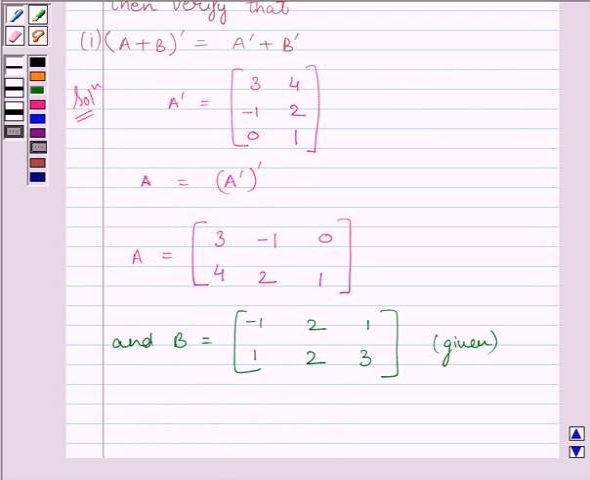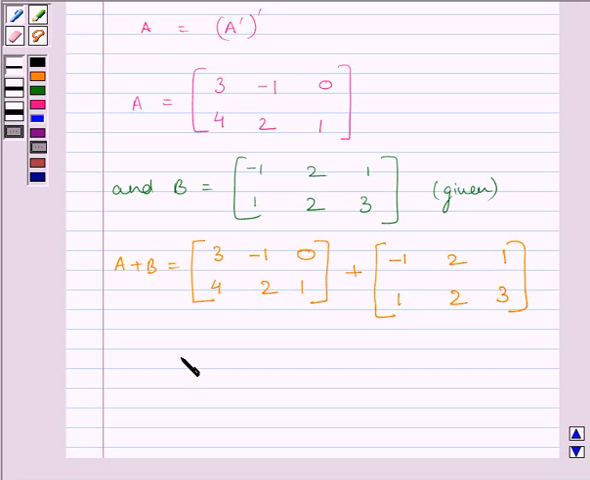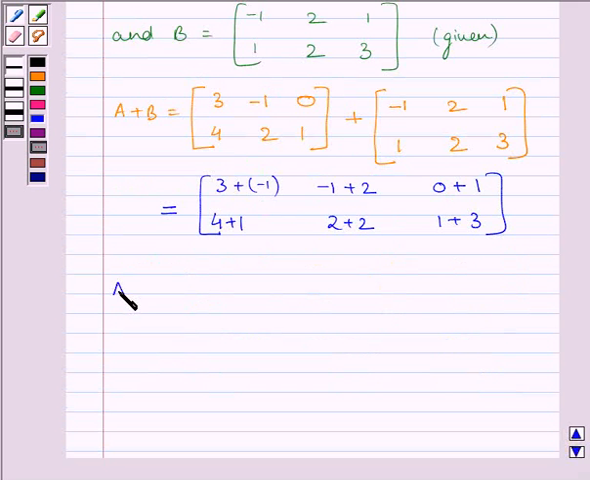Now the matrix B given in the question is B is equal to matrix minus 1, 2, 1, 1, 2, 3. Now A plus B is equal to matrix 3, minus 1, 0, 4, 2, 1 plus matrix minus 1, 2, 1, 1, 2, 3. Now we will add the corresponding elements of the two matrices. So we get 3 plus minus 1, minus 1 plus 2, 0 plus 1, 4 plus 1, 2 plus 2 and 1 plus 3. So matrix A plus B is equal to 2, 1, 1, 5, 4, 4, right?